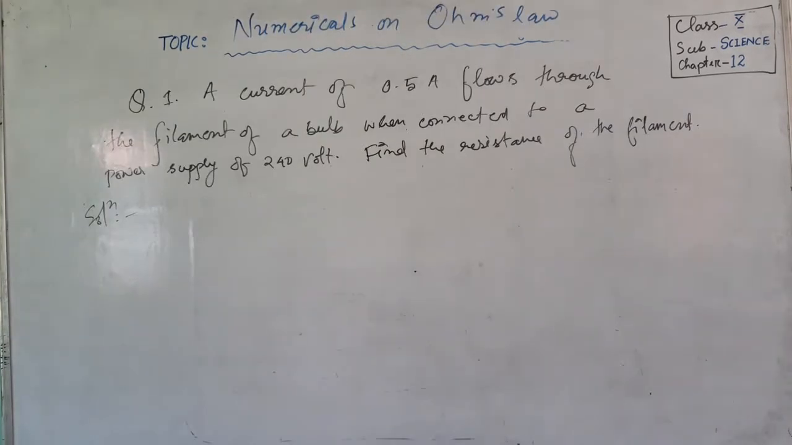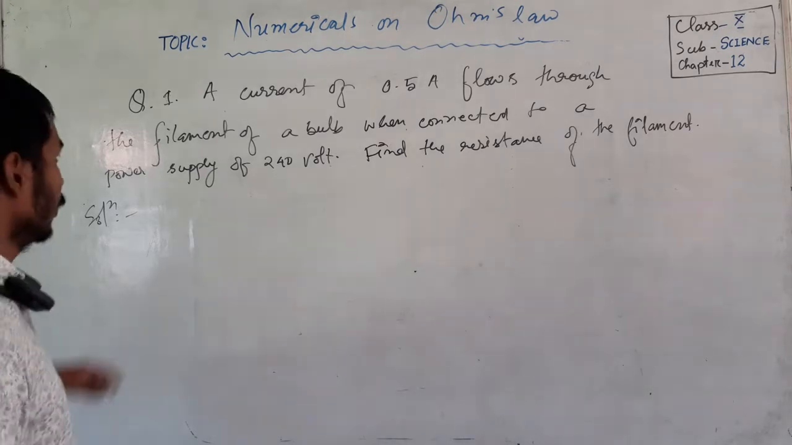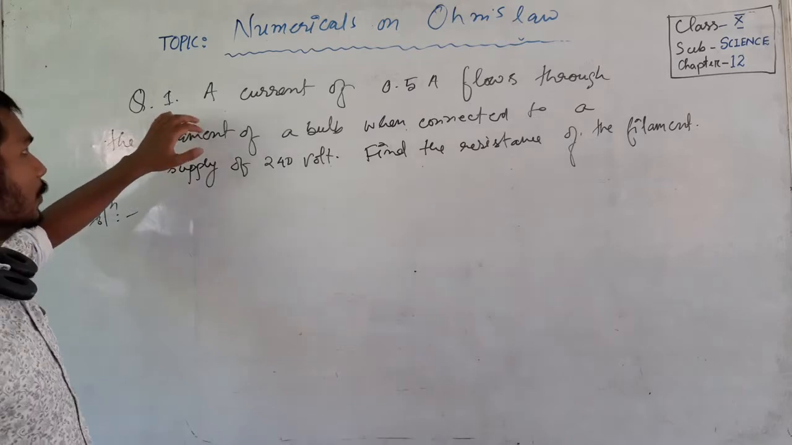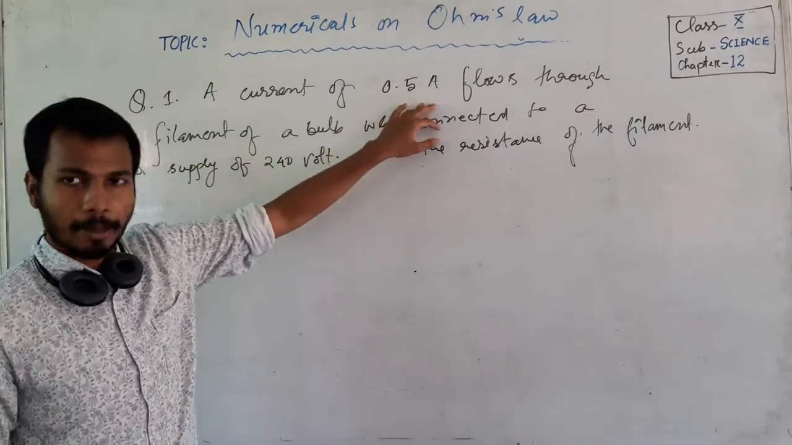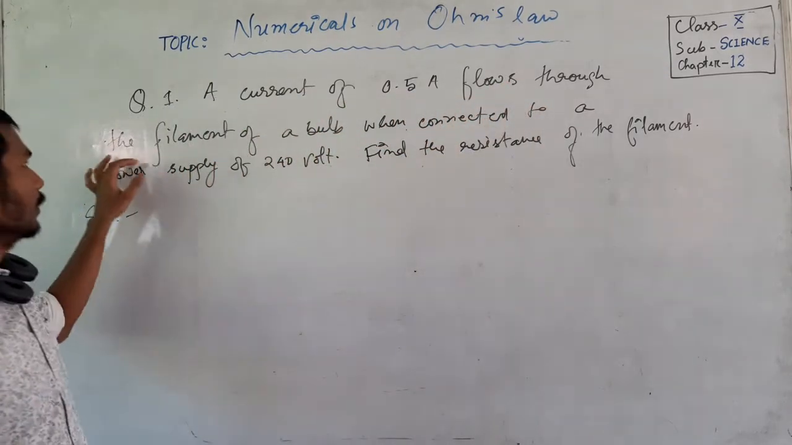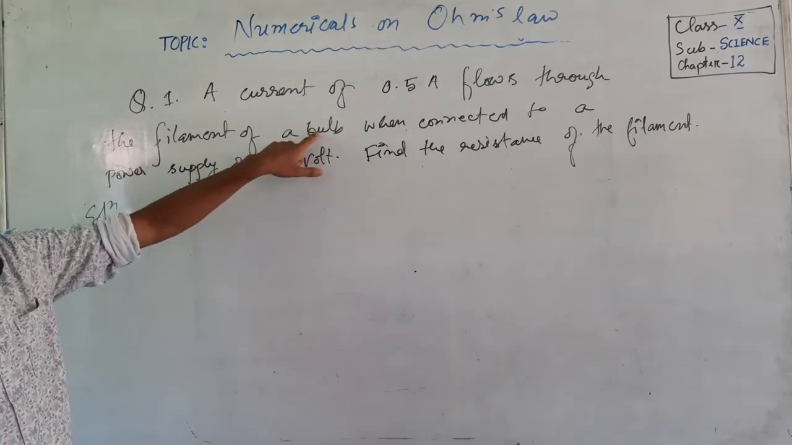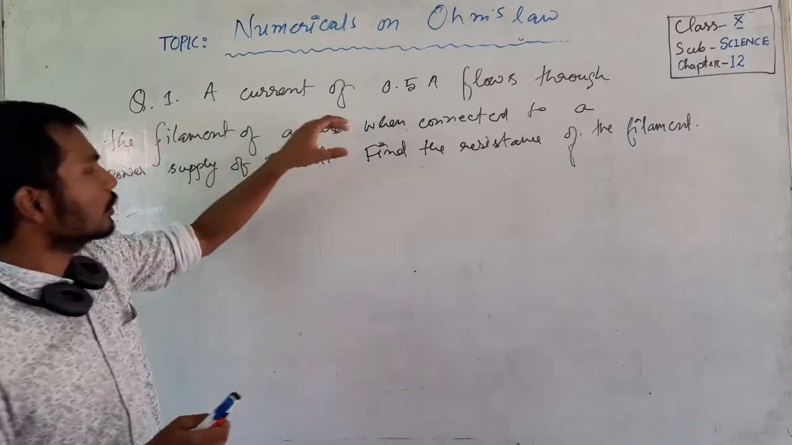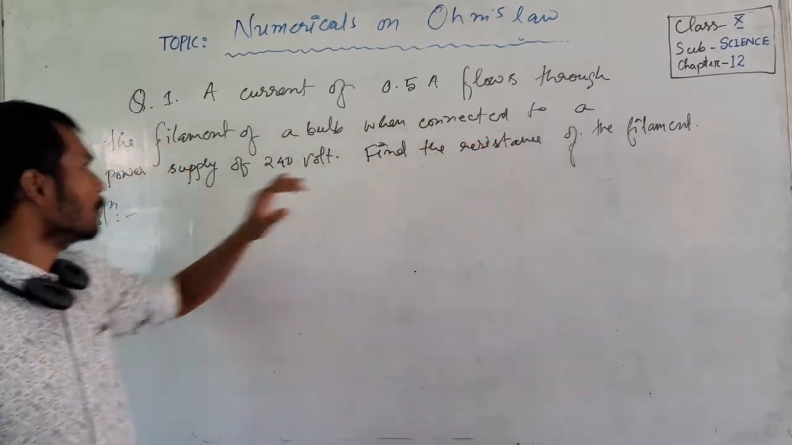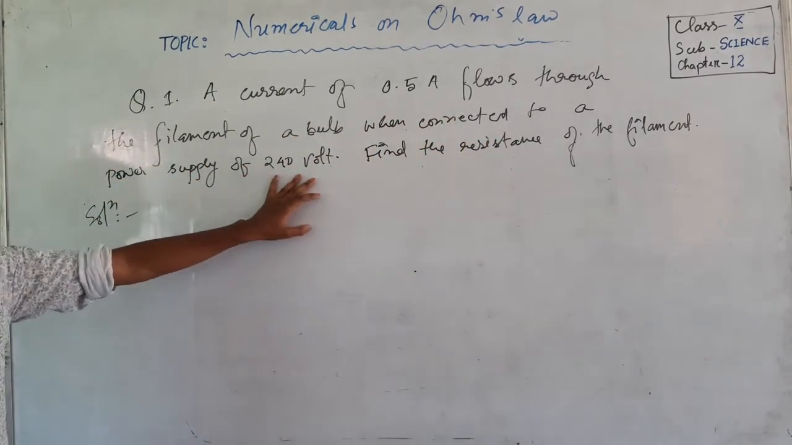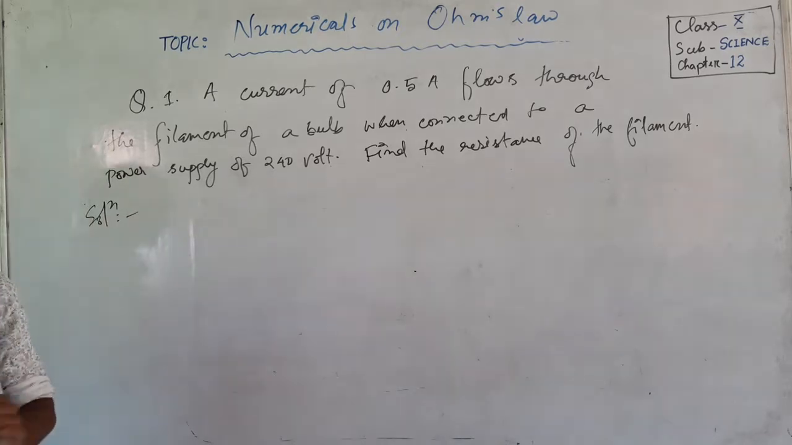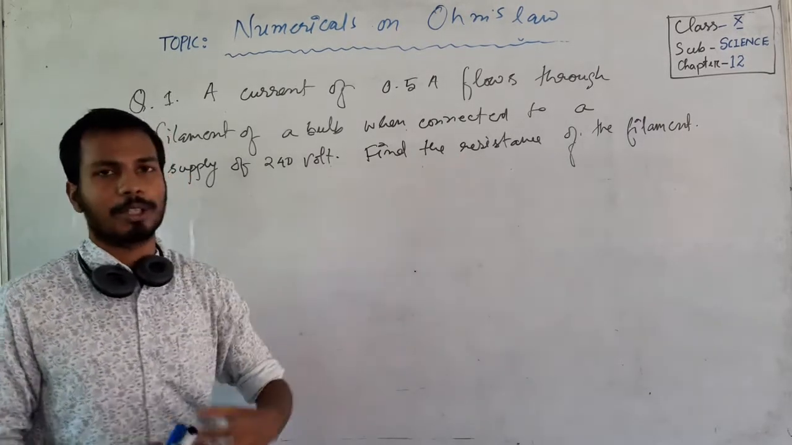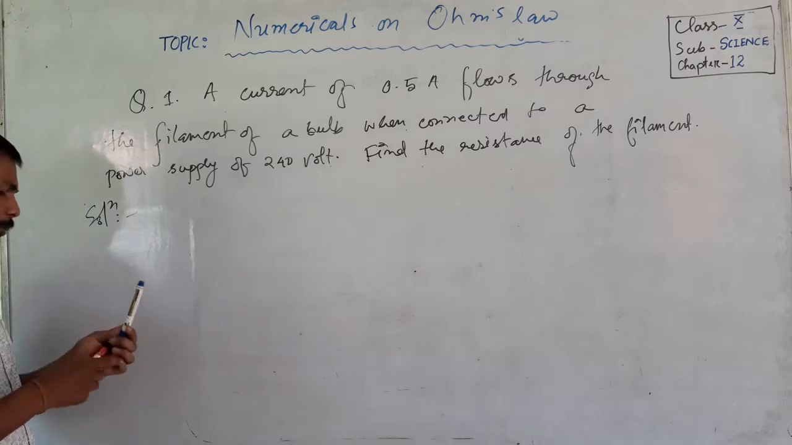Now say class, in this question, a current of 0.5 ampere flows through the filament of a bulb. We have a bulb, and inside the bulb there is a filament. This much current is flowing when connected to a power supply of 240 volt. 240 volt is the main power supply. Find the resistance of the filament. What is the resistance of the filament?